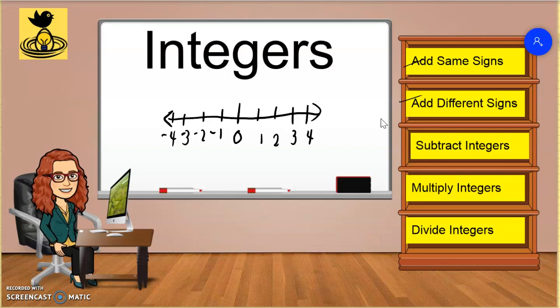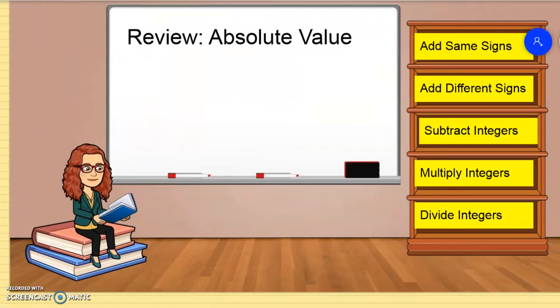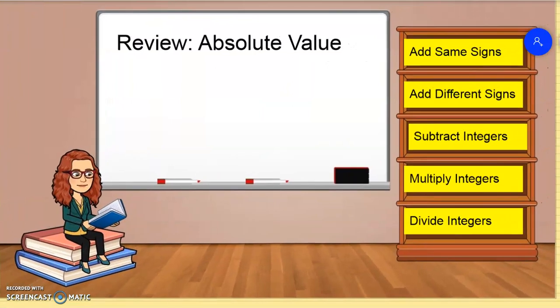Okay, so before we proceed with addition of the same signs, which are either both positive or both negative, and different signs, which is positive and negative, let's review first what is an absolute value. So what is an absolute value?